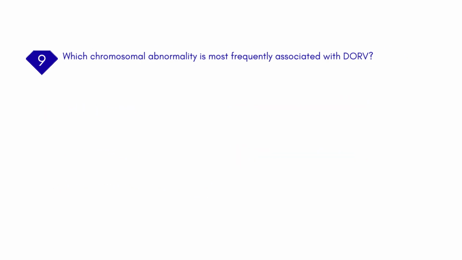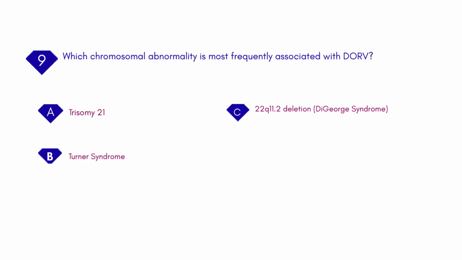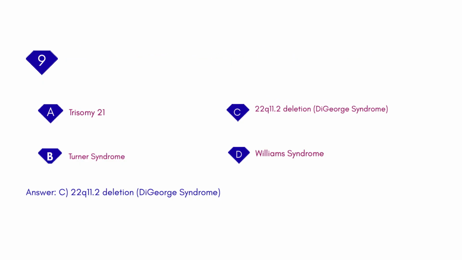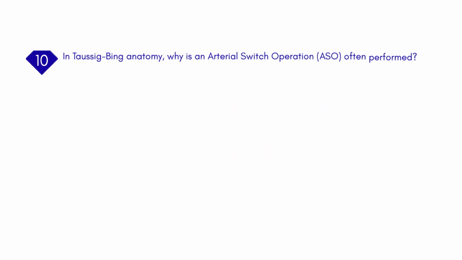Which chromosomal abnormality is most frequently associated with DORV? A. Trisomy 21. B. Turner syndrome. C. 22q11.2 deletion, DiGeorge syndrome. D. Williams syndrome. Answer: C. 22q11.2 deletion, DiGeorge syndrome.